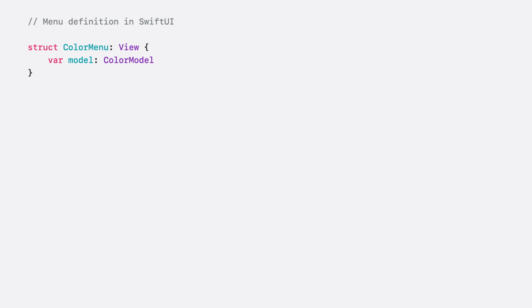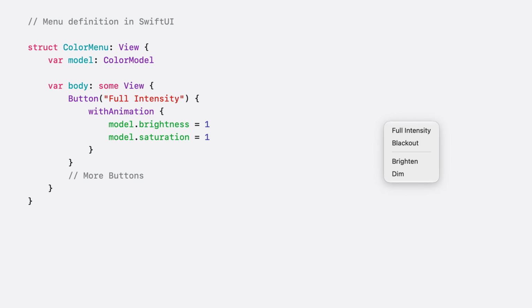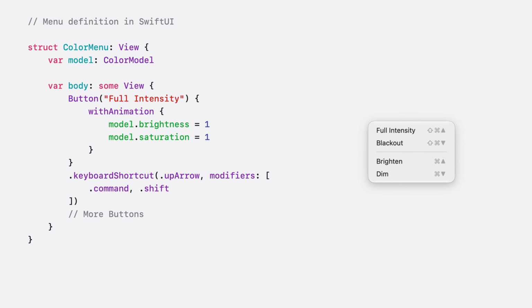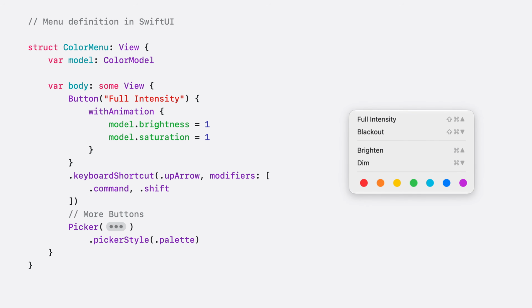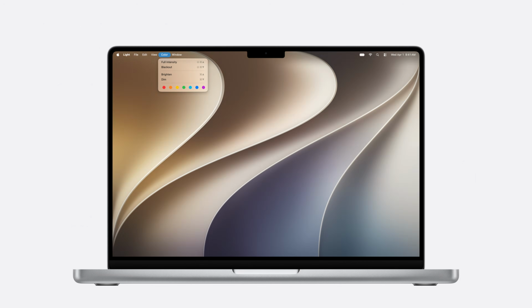I start by creating a new struct that conforms to the View protocol. It has access to the shared color model. In the view's body, I create a button with a label and an action closure which resets the brightness and saturation to 100%. Wrapping the modification in withAnimation makes SwiftUI animate the change. To give quick access, I'm adding a keyboard shortcut. I've also added a picker with a palette style to precisely select common colors.